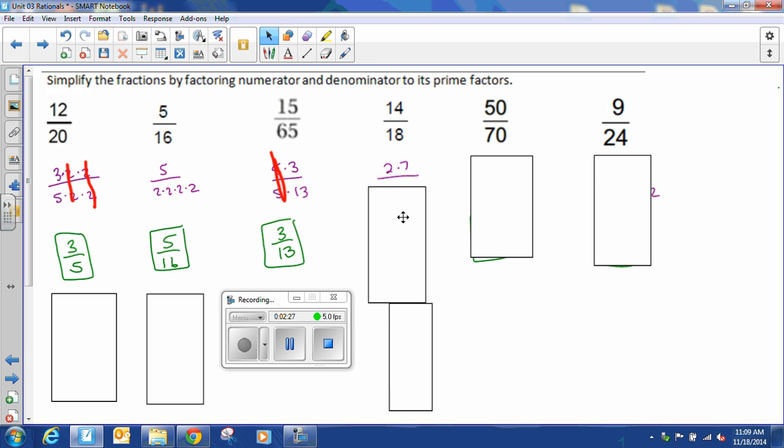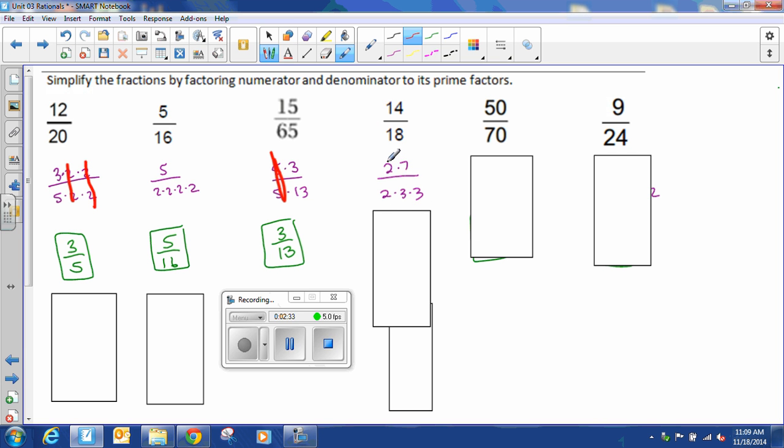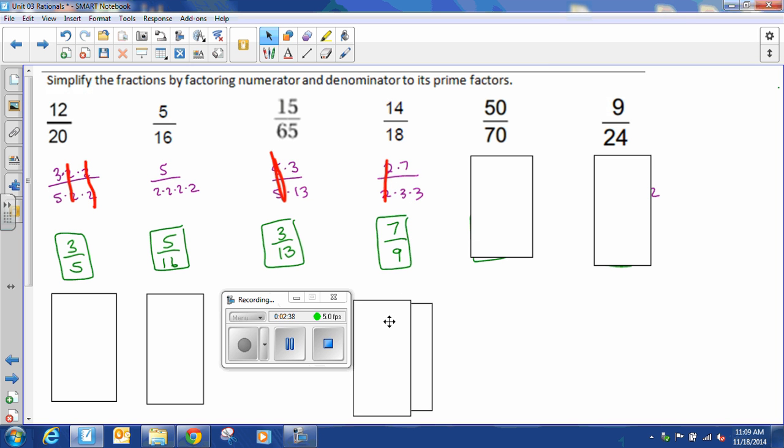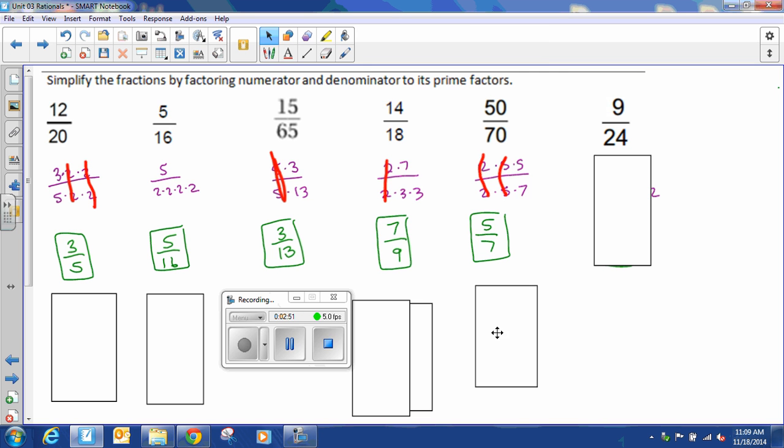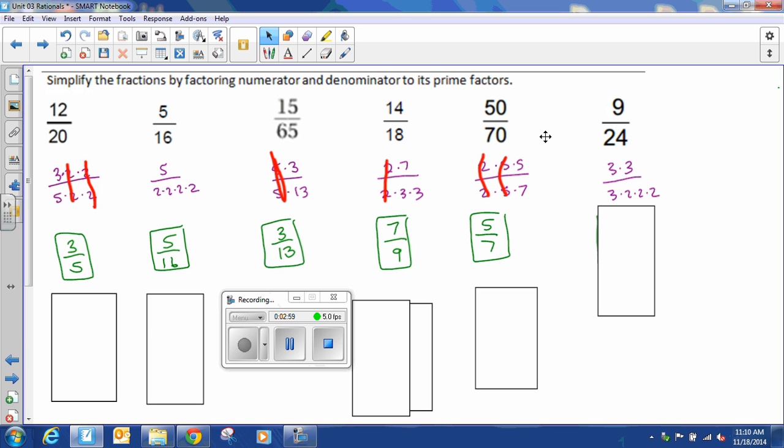14 over 18 can be broken down to 2 times 7 and 2 times 3 times 3. As you can see, the 2 and the 2 can cancel, thus leaving 7 over 3 times 3, which is 7/9. 50 is really 2 times 5 times 5, and 70 is really 2 times 5 times 7. So we can cancel the 2's and the 5's, leaving 5 over 7. And finally, 9 over 24 can be factored to 3 times 3 over 3 times 2 times 2 times 2. So 3 over 3 cancels out. We're left with 3 over 8.